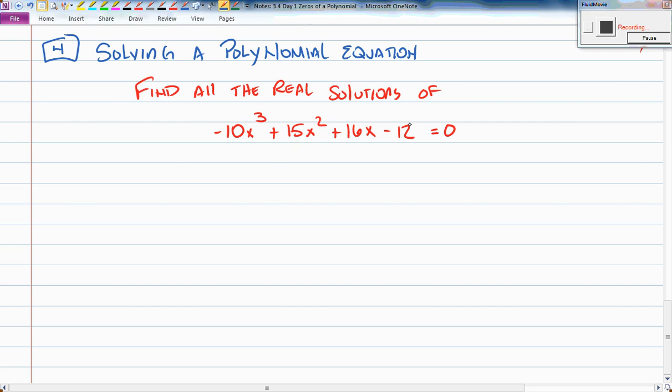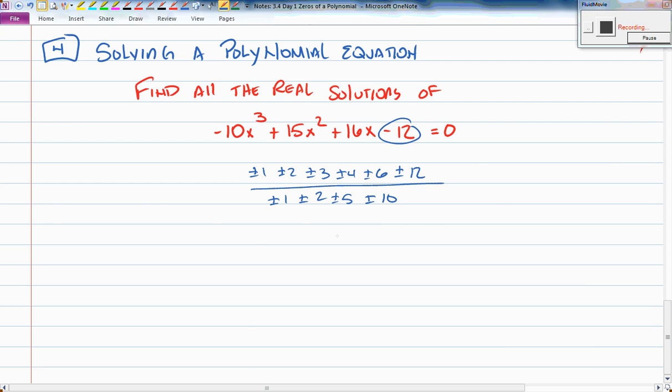So I'm going to take all the factors of negative 12, so plus or minus 1, plus or minus 2, plus or minus 3, plus or minus 4, plus or minus 6, plus or minus 12, divided by plus or minus 1, plus or minus 2, plus or minus 5, plus or minus 10. Okay, that's a lot of zeros. So what am I going to do?